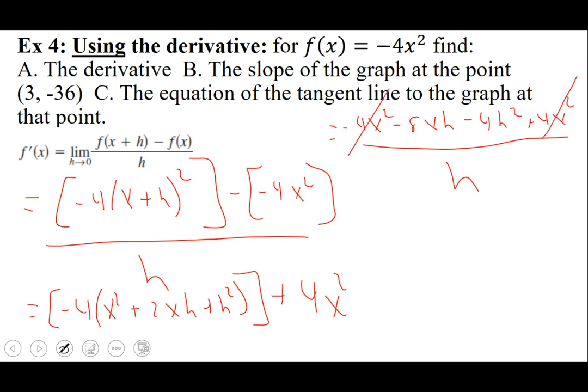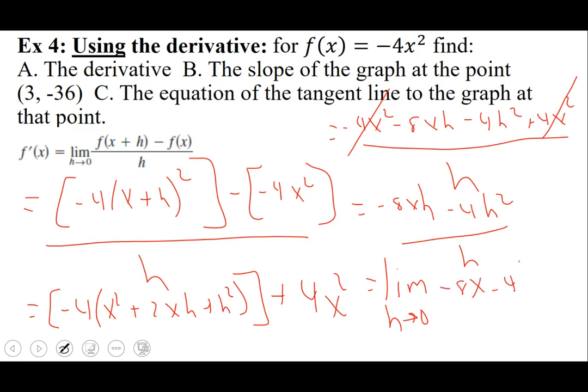Cancel out those x squared terms. Again, that should always happen. Negative 8xh minus 4h squared over h. You can go ahead and reduce an h, and then don't forget to put your limit statement back in. So if I reduce an h, I get the limit as h goes to 0 of negative 8x minus 4h. If you actually go ahead and set the h equal to 0, that is going to tell you that your derivative, f prime of x, is equal to negative 8x. And that is, in fact, the correct answer. So that answers part A, find the derivative.